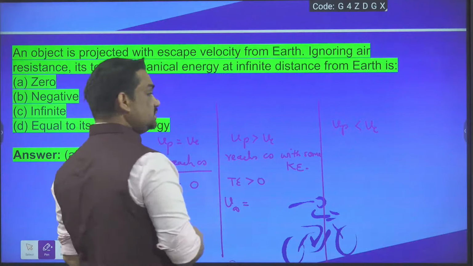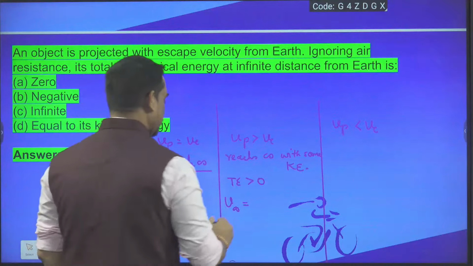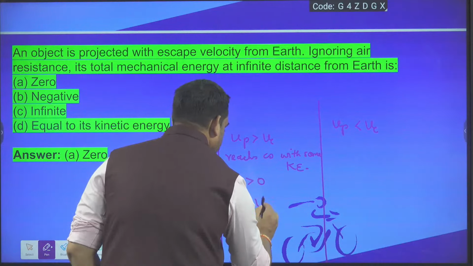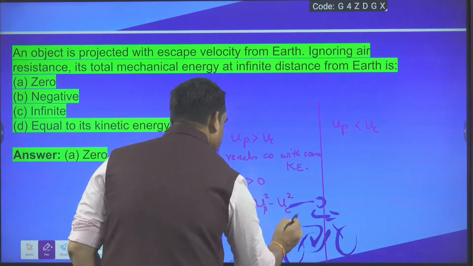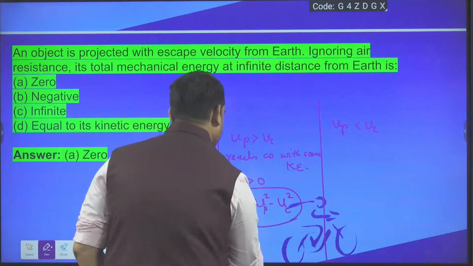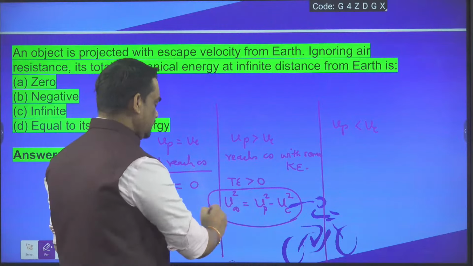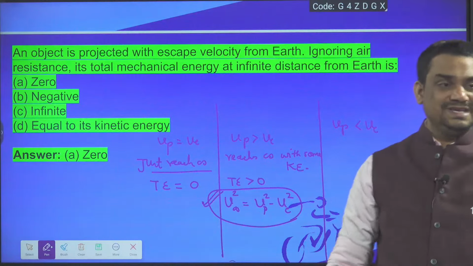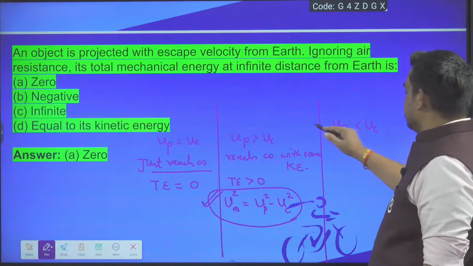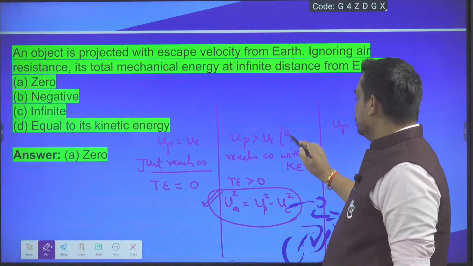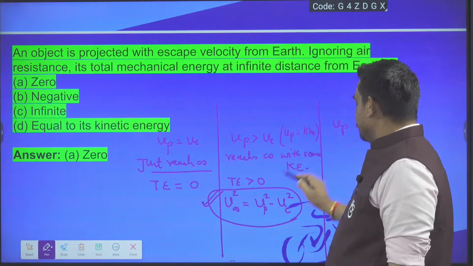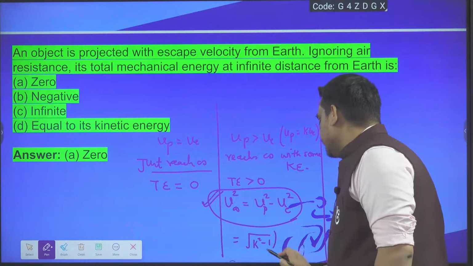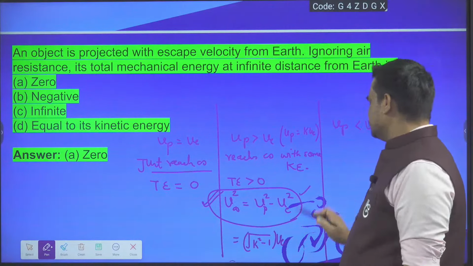The speed at infinity can be found. If you want to find how much speed will be left, then velocity at infinity equals root of Vp square minus VE square. This is the formula you can remember. Sometimes they will say Vp equal to K VE, then you can put that in, and this formula becomes root of K square minus 1 into VE. But the first one is also enough.